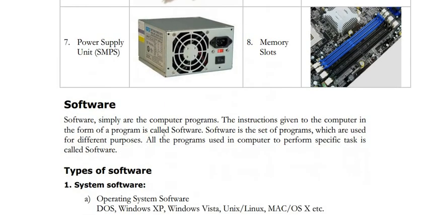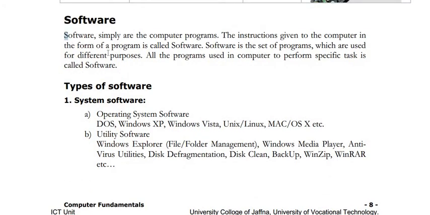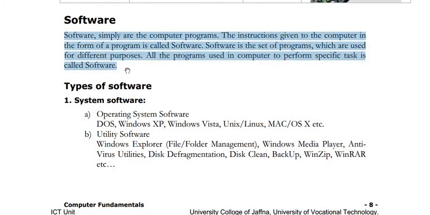Software. Software, simply, is the computer programs. The instructions given to the computer in the form of a program are called software. Software is the set of programs which are used for different purposes. All the programs used in a computer to perform a specific task are called software.